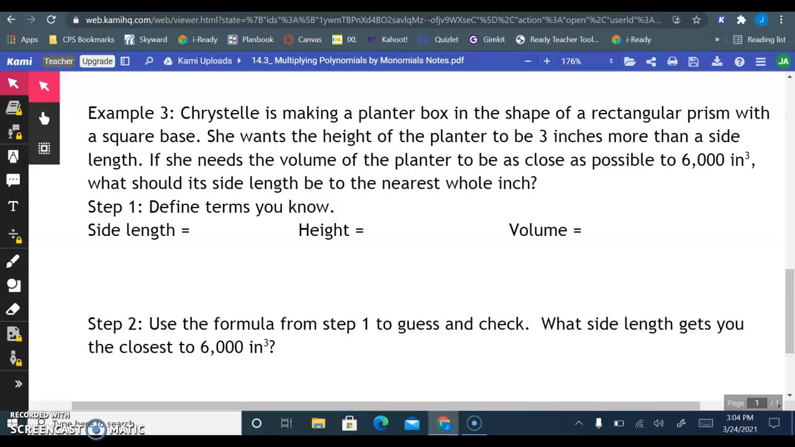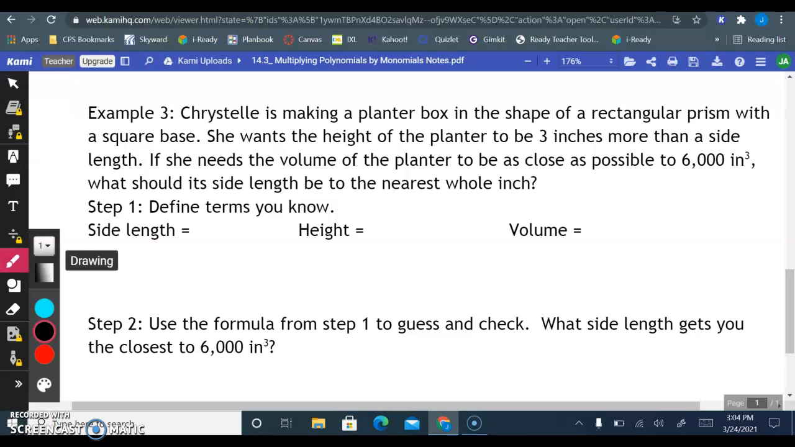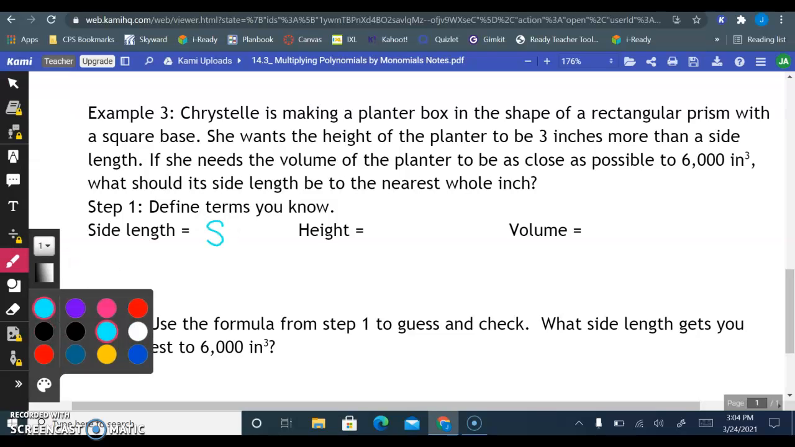So for step 1, we have to define what we know. So it said she wants the height of the planter to be 3 inches more than a side length. So we don't know what the side length is, so we're going to call it S. And the height needs to be 3 inches more than that, so that would be 3 plus S. Now the volume is length times width times height. So that means there's 2 sides, length and width, so that would be S times S, and then times the height, which is 3 plus S.